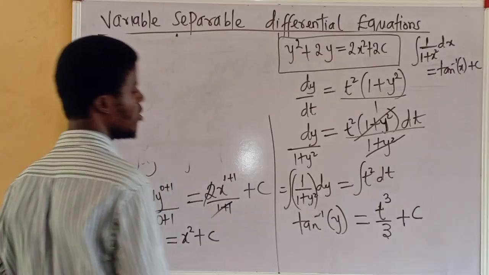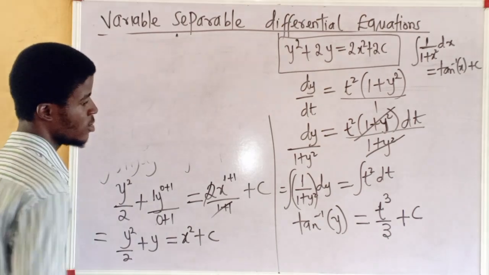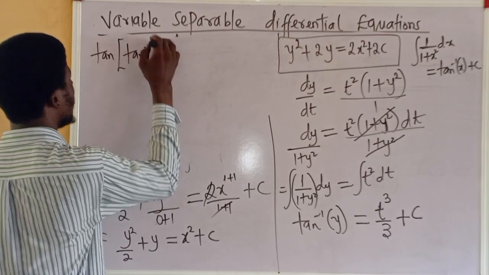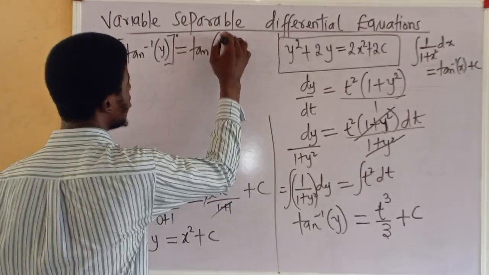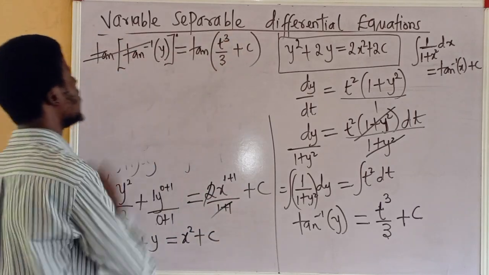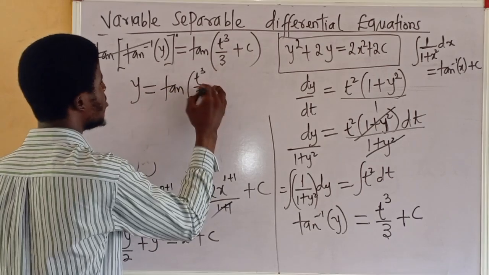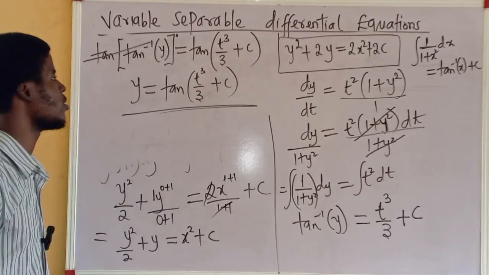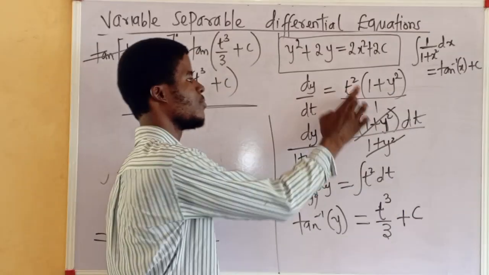From here, we can just take the tan of both sides to eliminate the tan inverse. So tan inverse of y is equal to t cubed over 3 plus c. The tan will take away the tan inverse. y is now equal to tan of (t cubed over 3 plus c). So this gives the general solution to this differential equation, the equation that we are given.